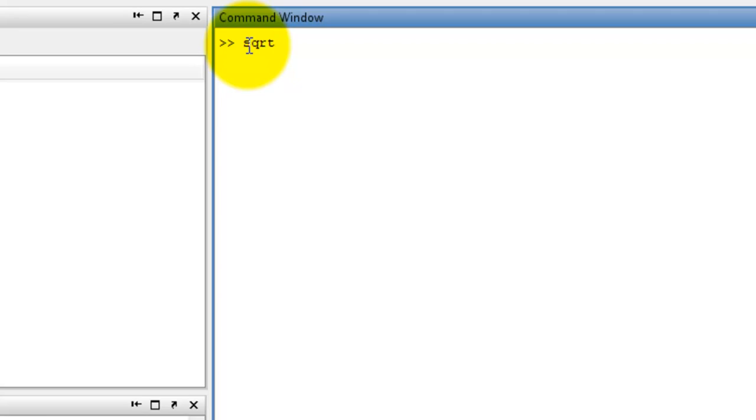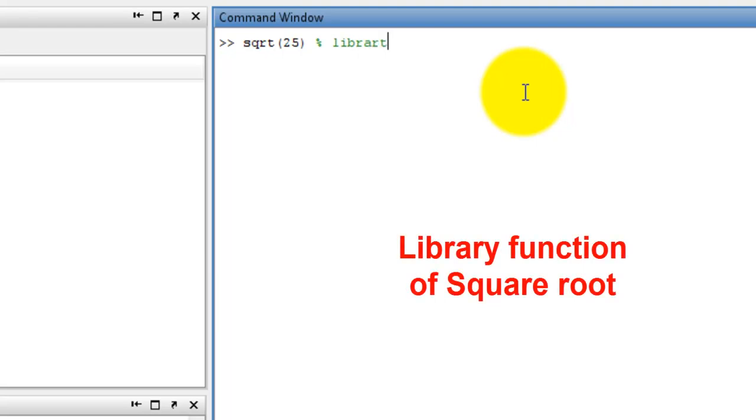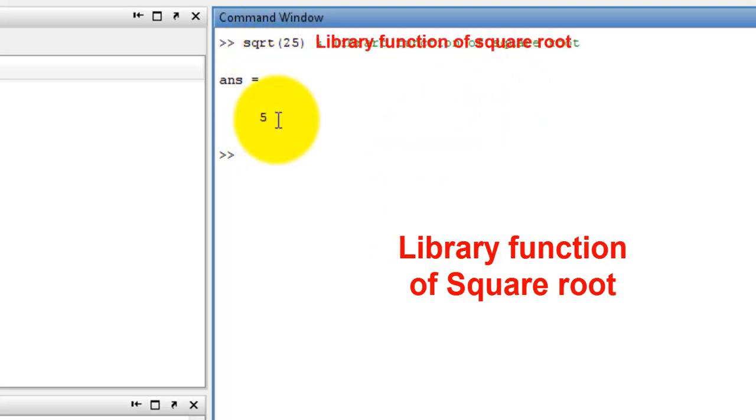SQRT, square root. SQRT within first bracket 25, bracket end. Percentage library function of square root. Enter. Square root of 25, answer is 5.